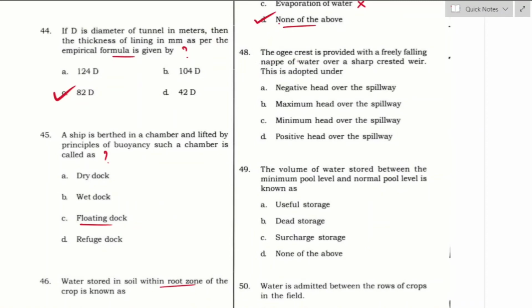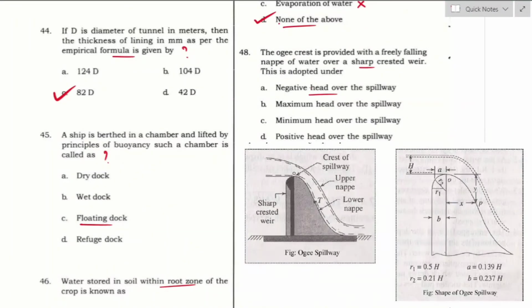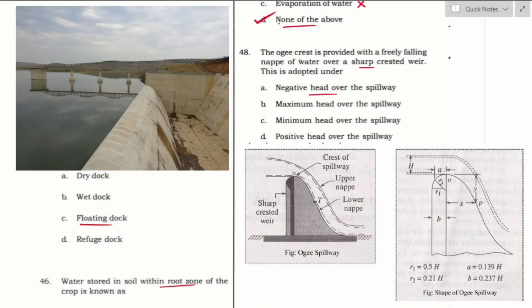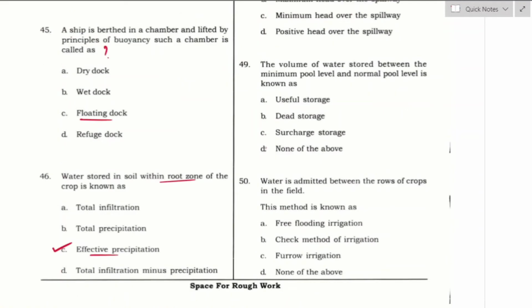Question number 48. The ogee crest is provided with a freely falling nappe of water over a sharp crested weir. This is adopted under. So this is adopted under negative head over the spillway. In the following figure you can observe how the ogee crest looks like. So option A will be the right answer.